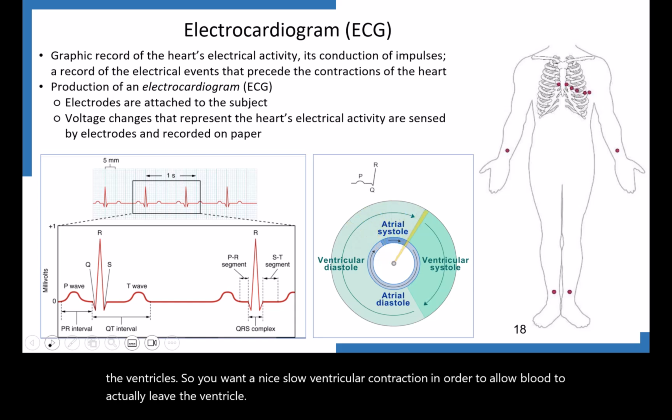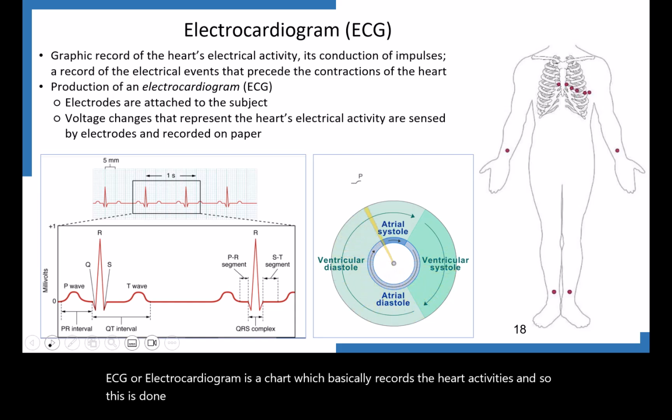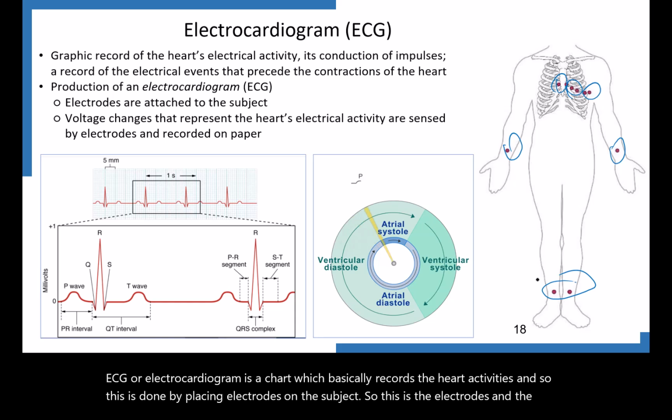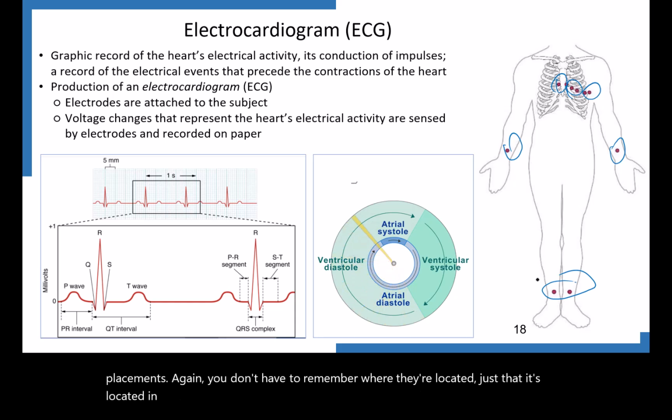ECG, or electrocardiogram, is a chart which basically records the heart activities. And so this is done by placing electrodes on the subjects. So this is the electrodes and the placements. Again, you don't have to remember where they're located, just that it's located in different parts of the body. And then what happens is that it allows the voltage changes of the heart to be actually recorded.